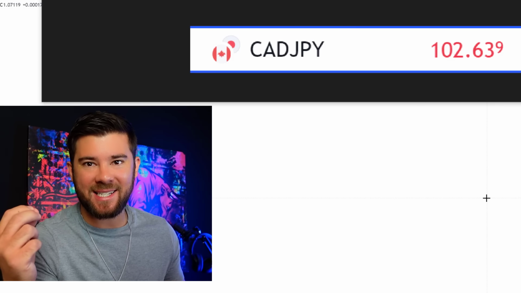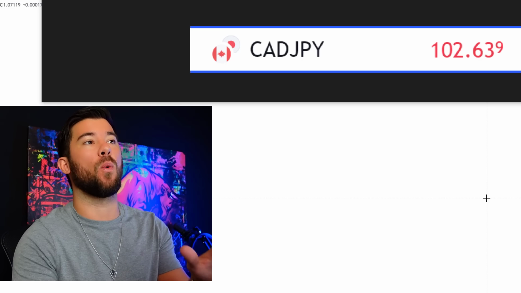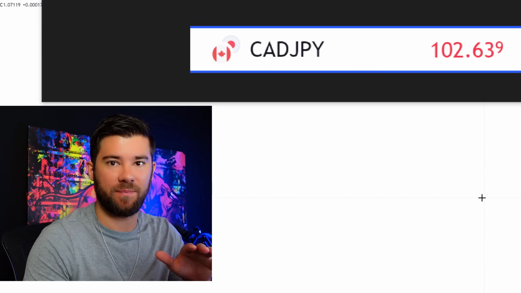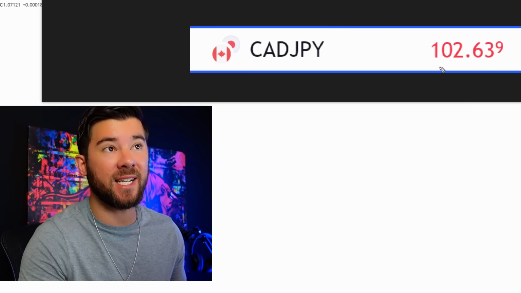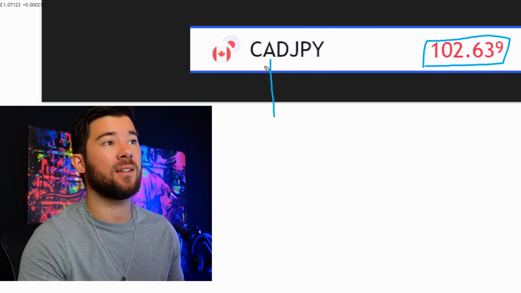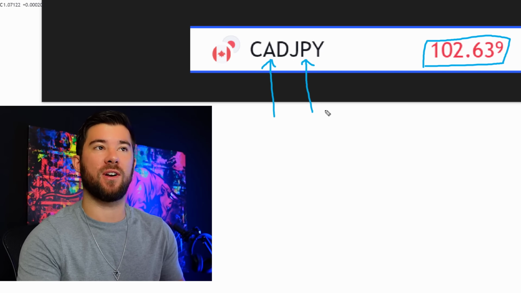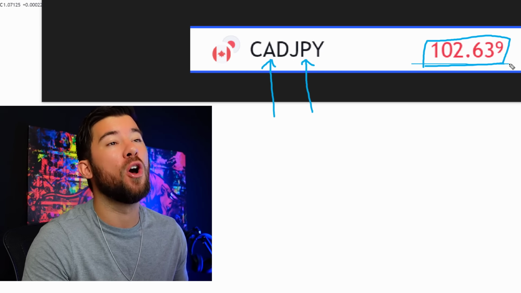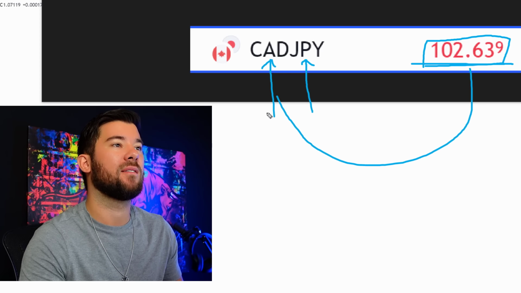And for a last example, I want you to do this one completely. Which one of these in the CAD yen is going to be the base currency? Now, which one's the quote currency and which one is represented by this number? So hopefully you said that the Canadian dollar was the base currency. Hopefully you said the yen was the quote currency. And hopefully you said the 102.63 was how many yen it would take to equal 1 Canadian dollar.